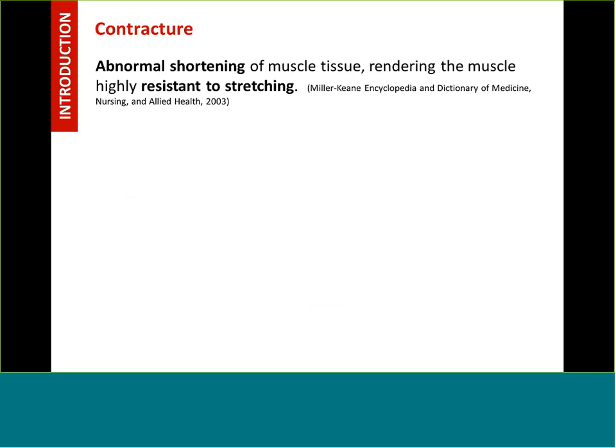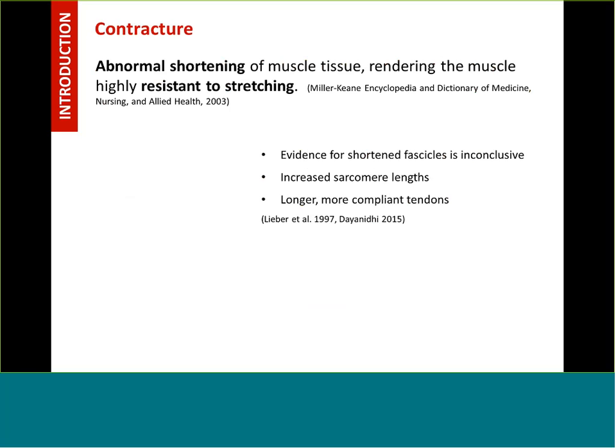So what is contracture? Contracture is defined as an abnormal shortening of the muscle tissue, rendering the muscle highly resistant to stretch. How this shortening occurs is still a matter of debate. There's inconclusive evidence that the muscle fascicles are shorter in spastic muscles, but sarcomeres have consistently been found to be longer. In addition, there's some evidence that, at least in the contractured ankle plantar flexors, shorter muscles are sometimes compensated for with increased Achilles tendon length and compliance.